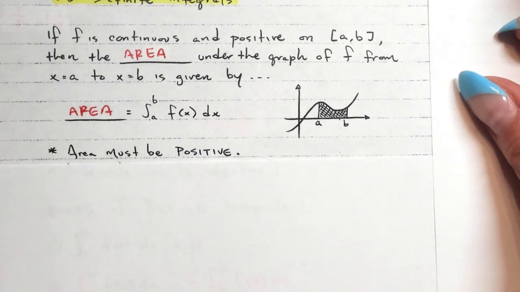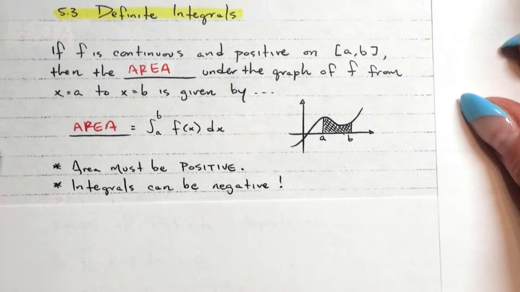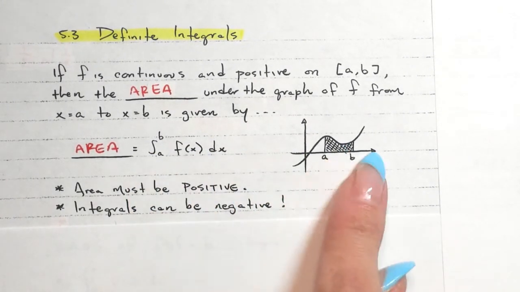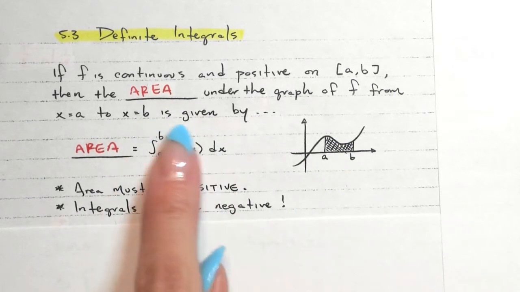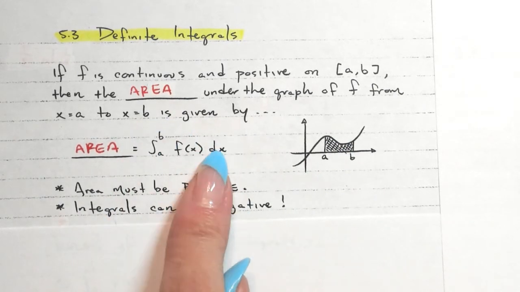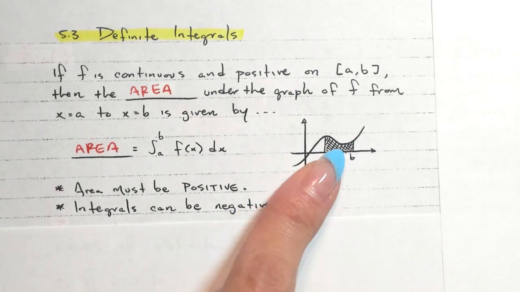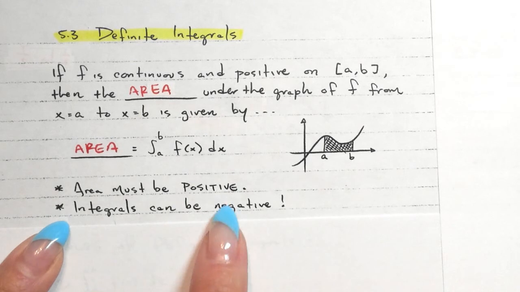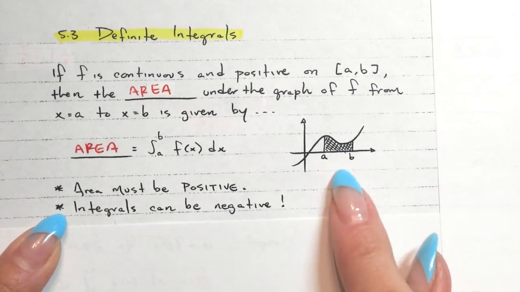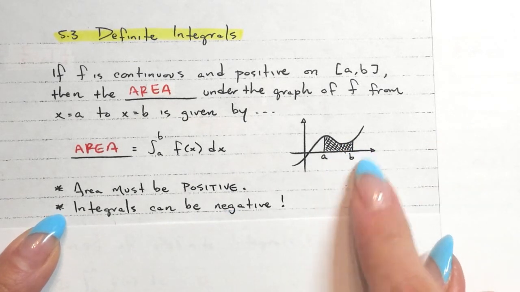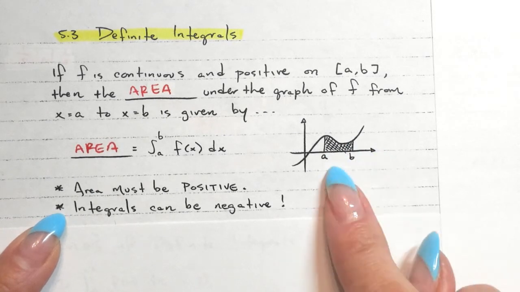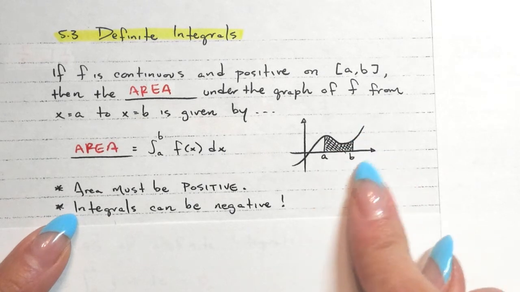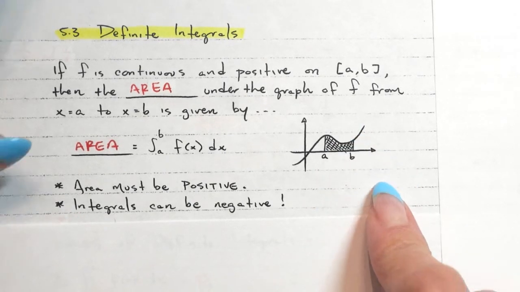Area has to be positive. However, integrals can be negative. So technically, this represents an area, but this is called an integral, okay? It does represent areas, but it is called an integral. Why would it be negative? Because maybe the area we're finding is underneath. If the area is underneath, it'd be a negative quantity. So it's a negative integral, but the area is technically positive, all right?